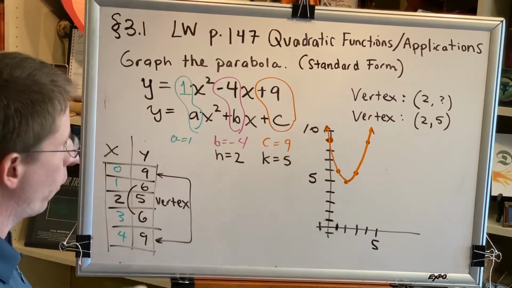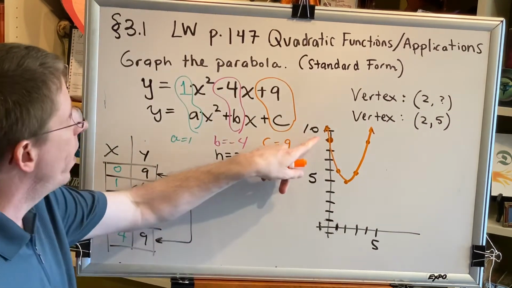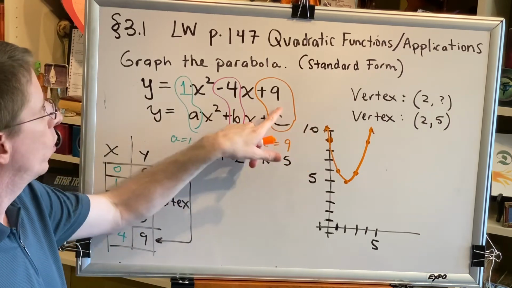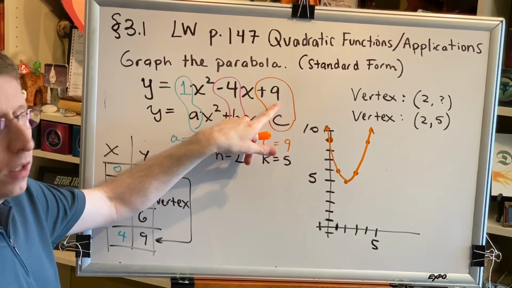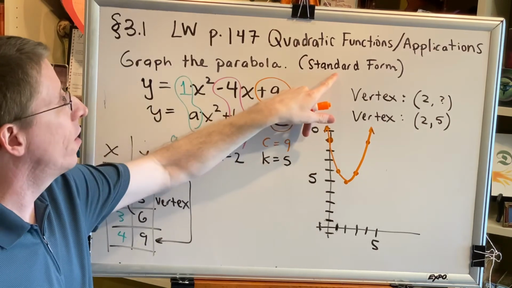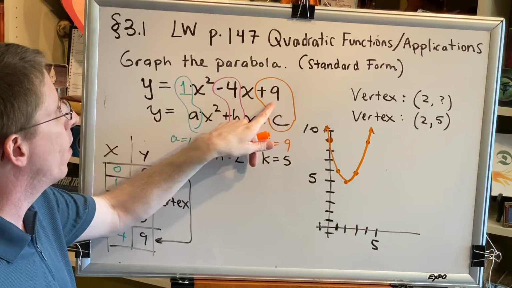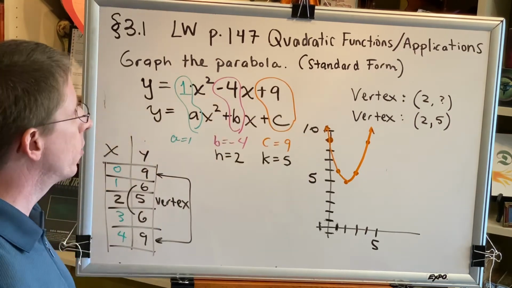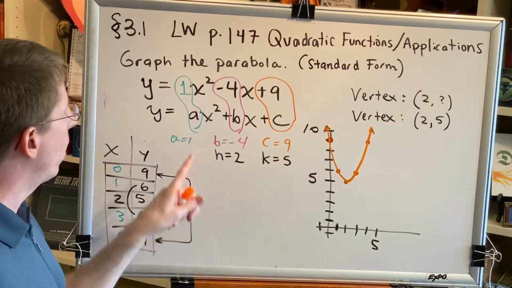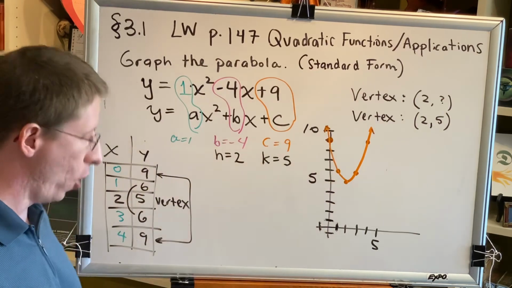Couple of observations before we call this problem done. The y-intercept in this problem was 9, which matches the number we have here. This characteristic is only true for standard form. When your parabola is in standard form, then c, the number at the end, tells you your y-intercept. And, as before, a is positive and our parabola opens up.